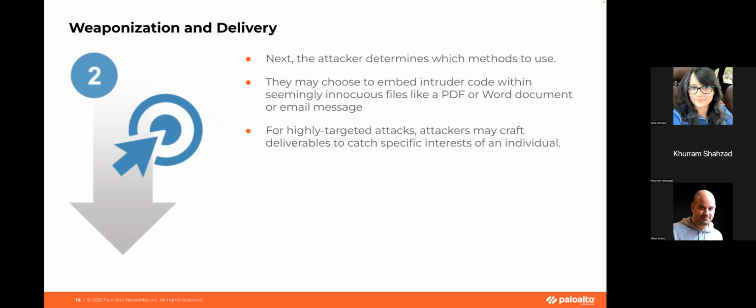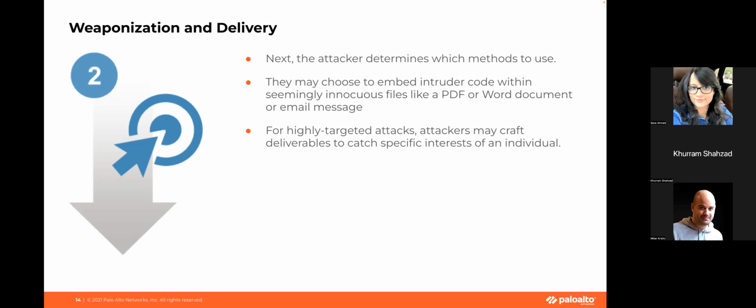The next step, the attacker needs to determine which methods they want to use. This can really be a whole different spectrum of types of attacks. If they find the vulnerability, they may opt to exploit the vulnerability. If they're targeting particular users, they may opt for phishing emails. They may opt to send attachments that look like PDF or Word documents, but instead those can be some scripts or some executables that really carry the payload that the attacker wants to execute.